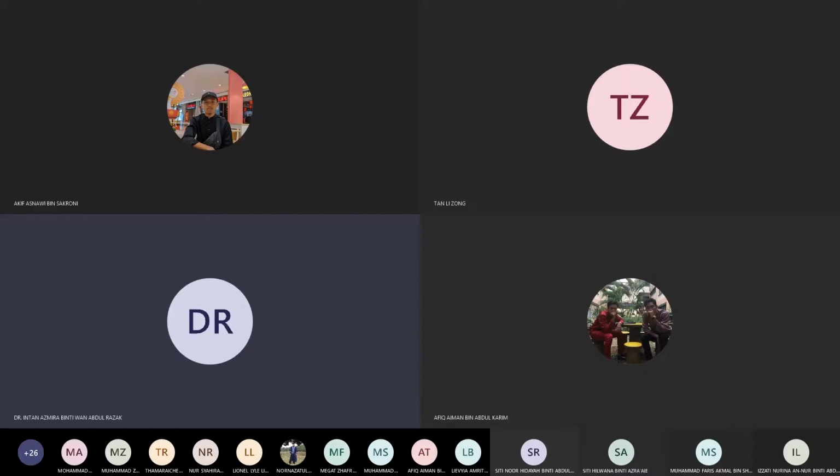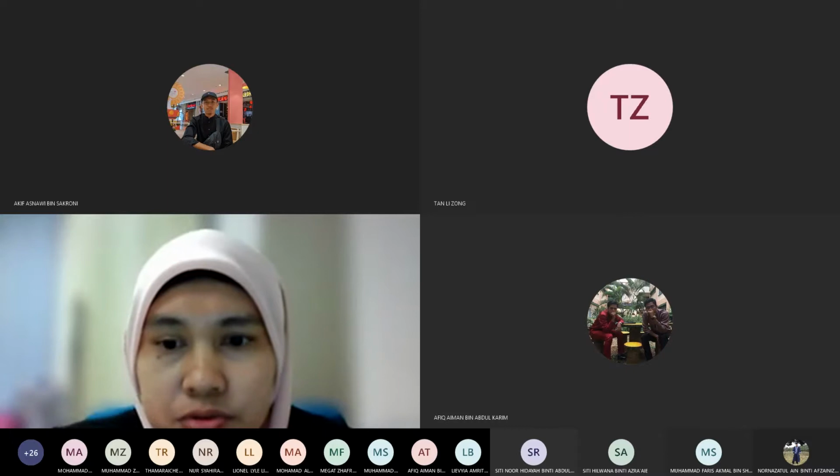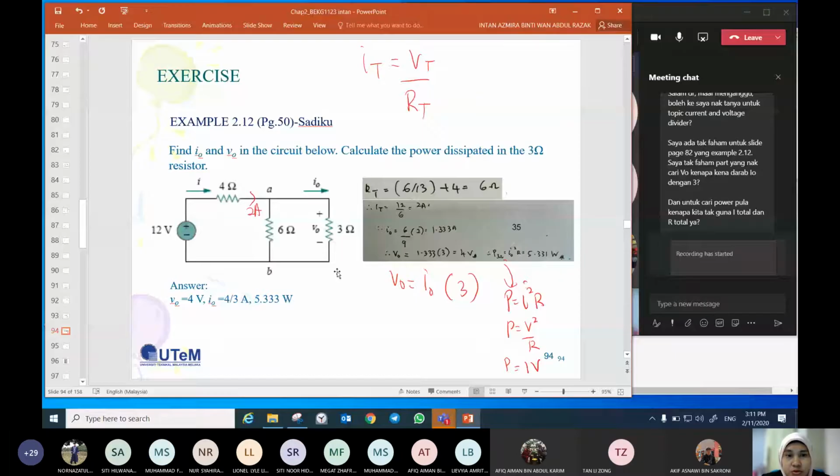Use the formula V squared over R, where V is the voltage drop across the 3 ohm and R is 3 ohm. If we use P is equal to IV, I is the current that flows through the 3 ohm and V is the voltage drop across the 3 ohm.